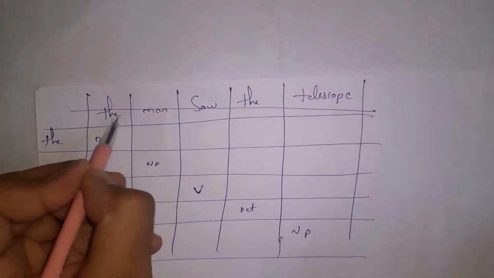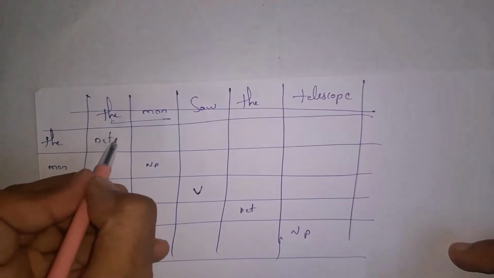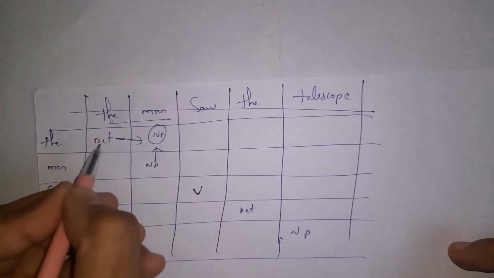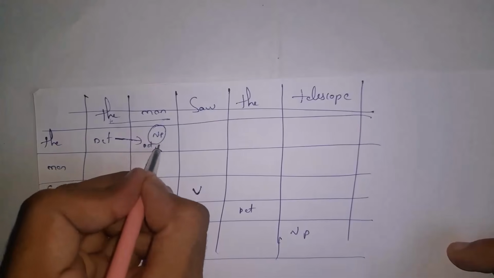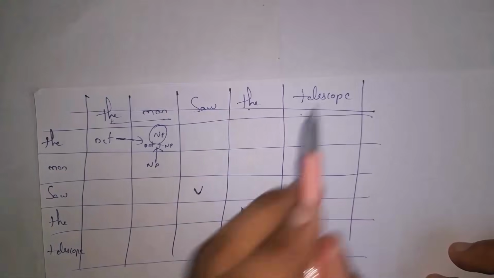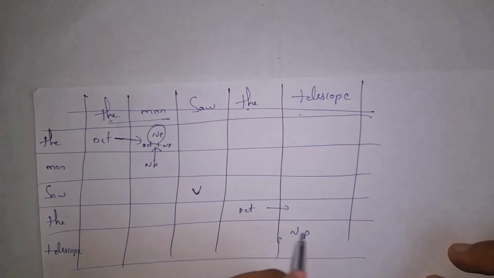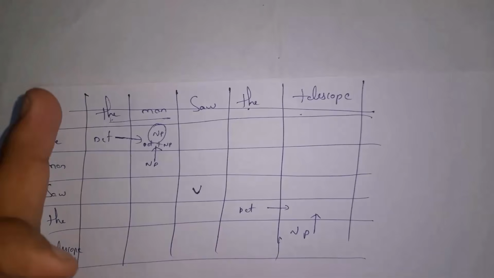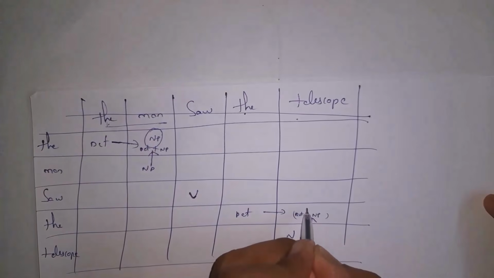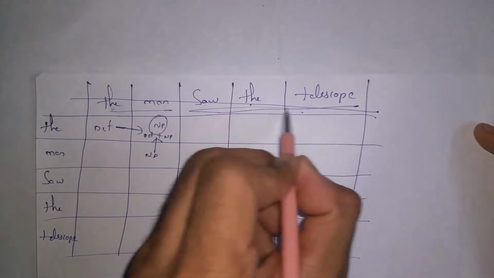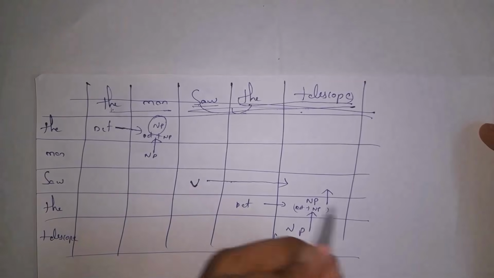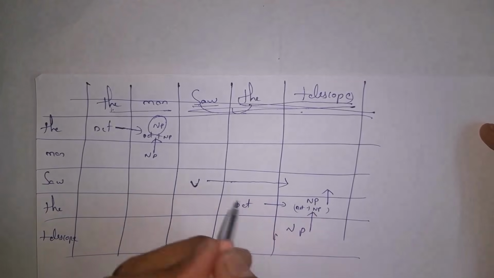Guys, we consider the man as noun phrase. So we will combine these two, the man, which is noun phrase. So noun phrase is a combination of determinant plus noun. And similarly the telescope, we can combine both, determinant plus noun, and consider this as noun phrase. For the verb phrase, we combine these two: saw, which is verb, plus noun phrase, the telescope. We consider this as verb phrase.